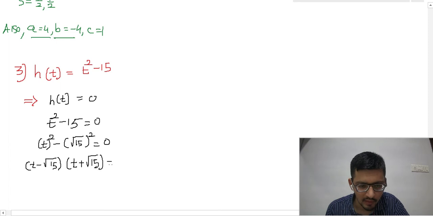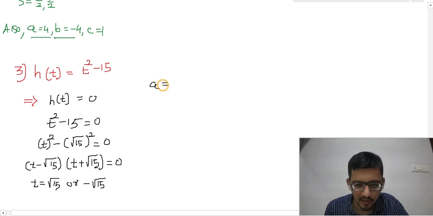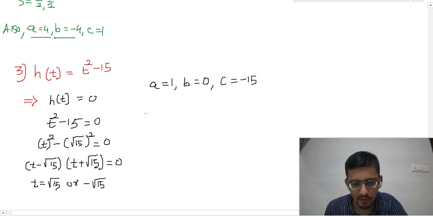If I equate these two to 0, the product of these two is 0, which means at least one of them will be 0. So t will be root 15, or from this bracket, t is equal to minus root 15. Now verification. Comparing with standard form, a is the coefficient of the square term, so the t square coefficient is 1. b is the coefficient of t. t is not there here, so b will be 0. And c is negative 15.